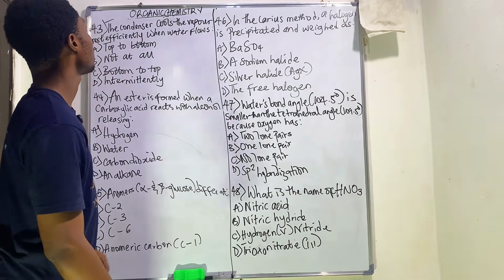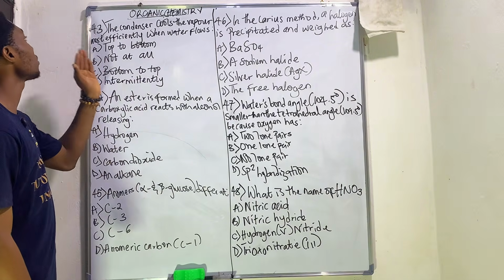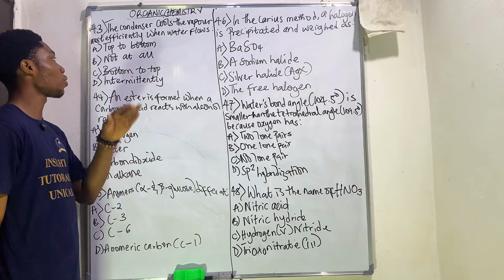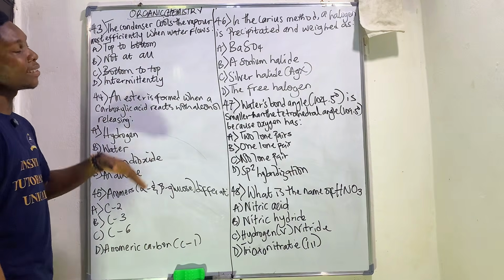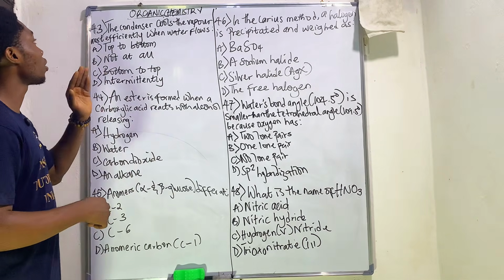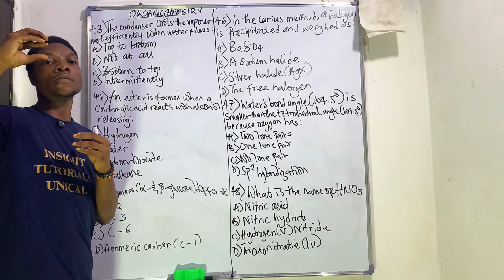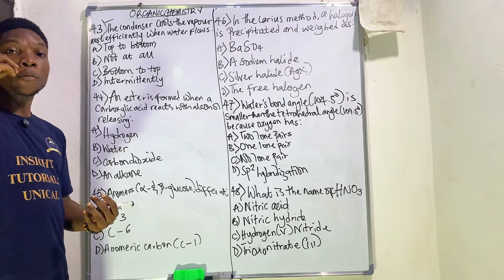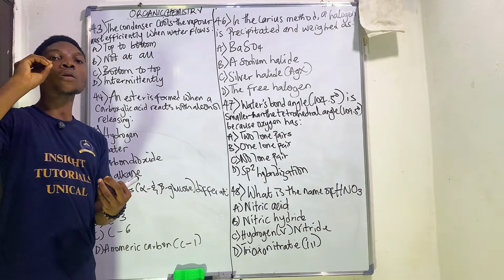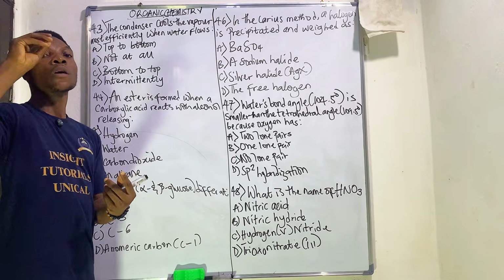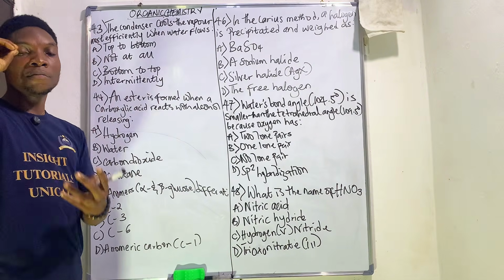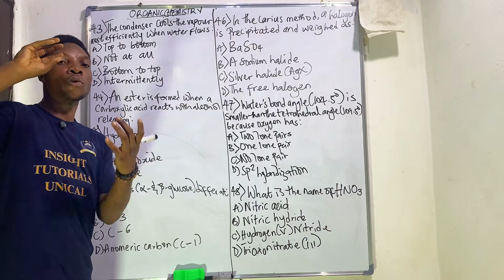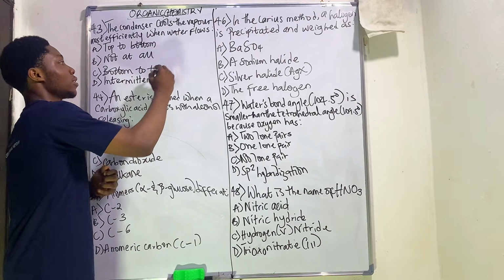Okay, so next question. The condenser cools the vapor most efficiently when water flows A. Top to bottom, B. Not at all, C. Bottom to top, D. Intermittently. Now, you need to know that in a condenser, you're passing the vapor from the top of the condenser to the bottom of the condenser. Now, vapor is hot, right? So the concept is for water to cool that vapor efficiently, water has to go against the flow of the vapor. So if the vapor is coming from top to bottom, that means the water will have to flow from bottom to top. So the correct answer is C.